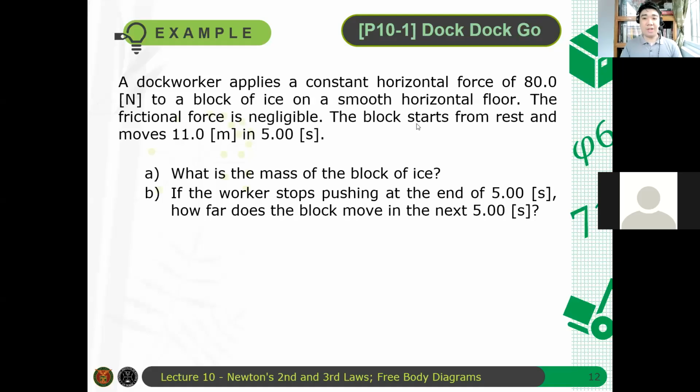Now let's solve a problem. Duck, duck, go. A dock worker applies a constant horizontal force of 80 newtons to a block of ice on a smooth horizontal floor. The frictional force is negligible. The block starts from rest and moves 11 meters in 5 seconds. A. What is the mass of the block of ice? And B. If the worker stops pushing at the end of 5 seconds, how far does the block move in the next 5 seconds?